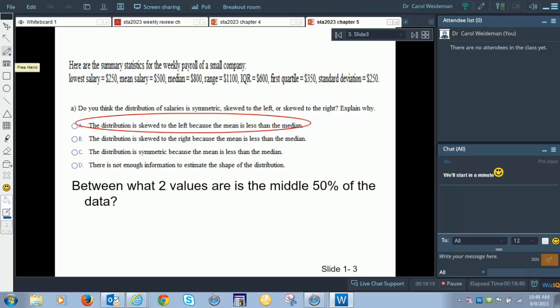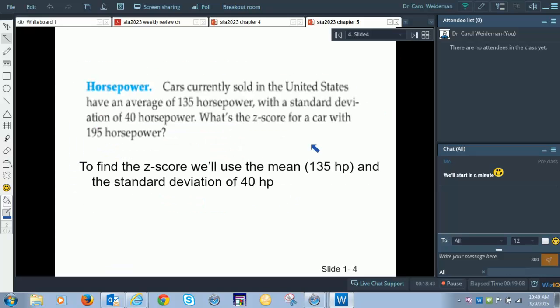Between what two values is the middle 50% of the data? Okay, so they gave us here, they did tell us Q1. They didn't tell us Q3, but they told us the IQR, right? So we could use that information to find those values. So Q1 is 350. Q3 is going to be 600 plus 350, or 950. So 50% of the payroll values fall between $350 and $950.